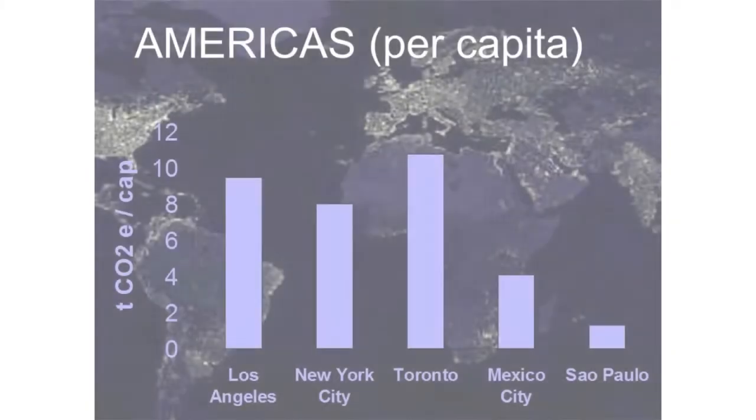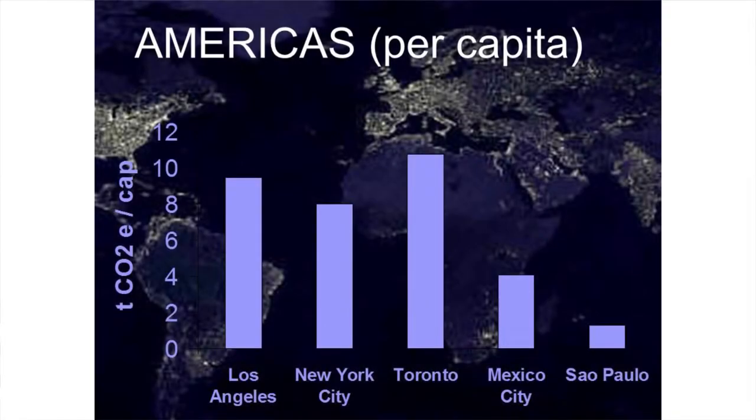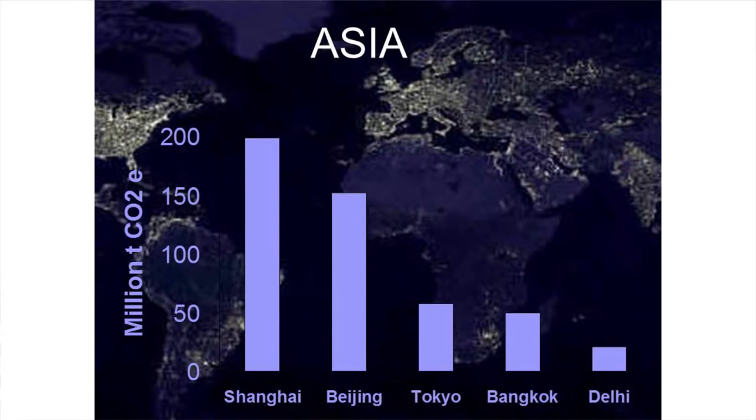When you go to per capita terms, it turns out Toronto is actually higher than Los Angeles and New York City. It's not as high as Denver, as we know. Denver is on this graph, which is a selection of the larger cities. It's to do with the climate mainly and the industry in Toronto.